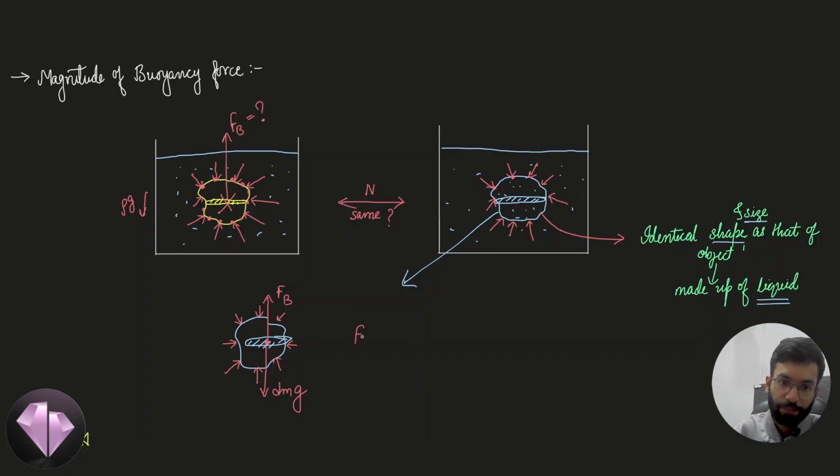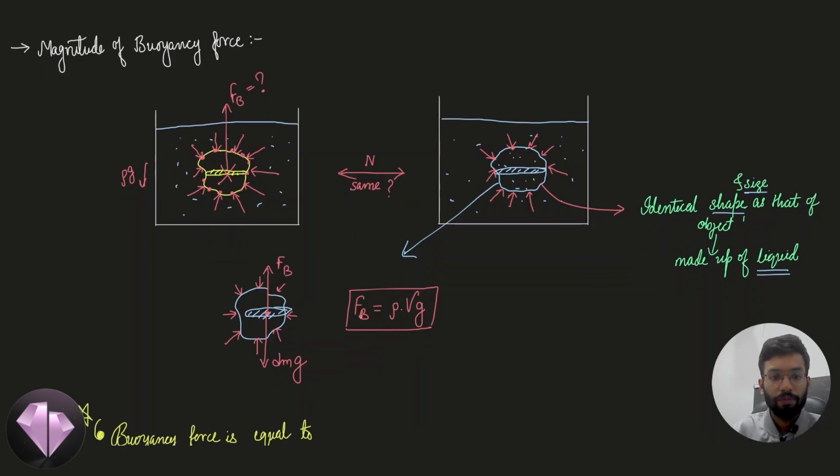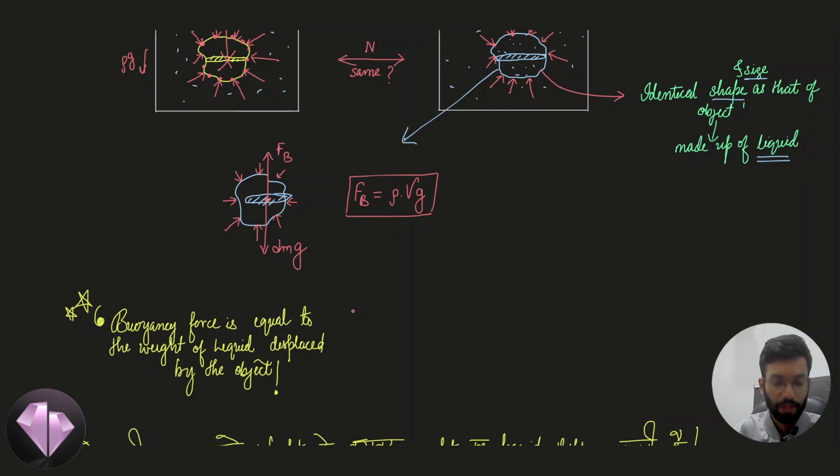Hence, Fb turns out to be mass. What is mass? Mass is density times volume times g. This is the magnitude of the Buoyant force which is acting on the object. Okay, so with this we've got a very important conclusion for this Buoyant force.